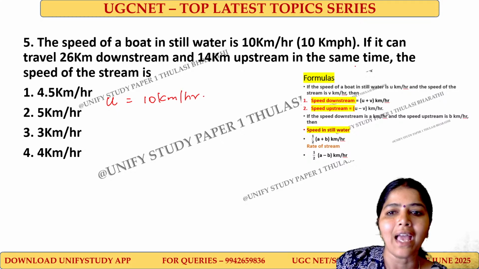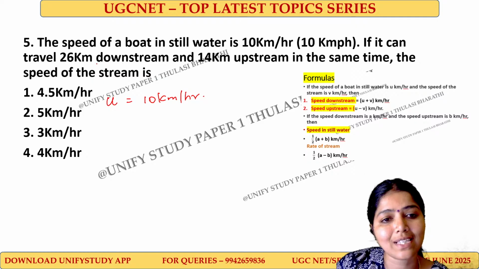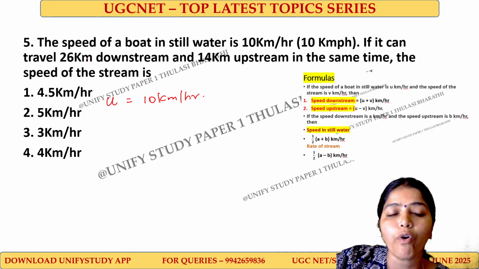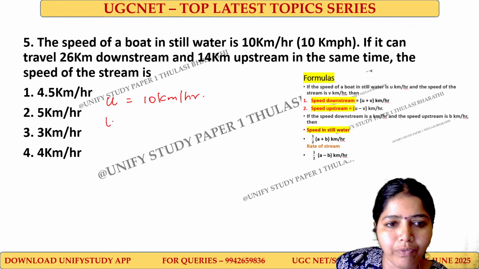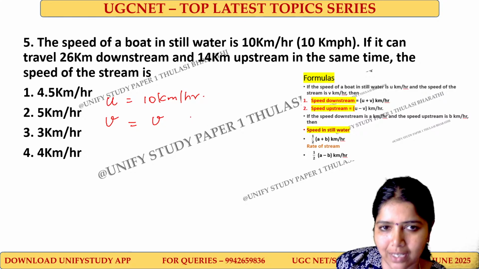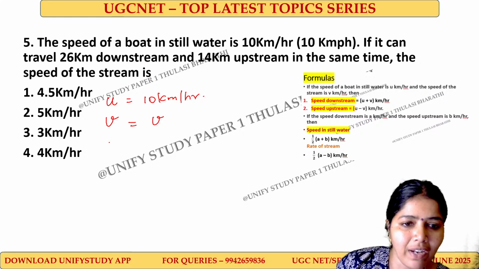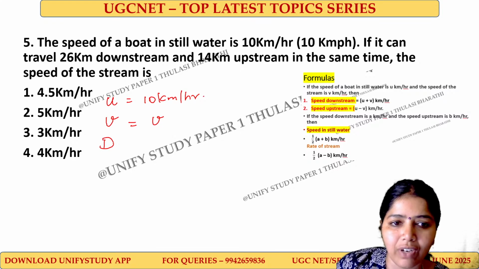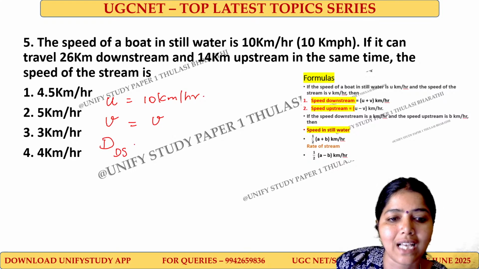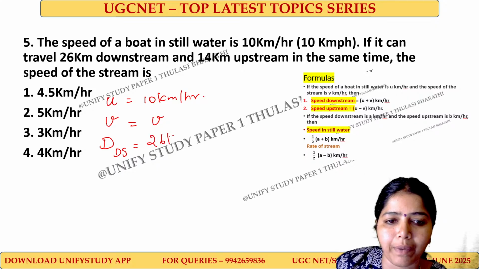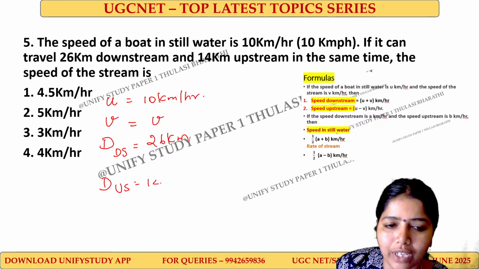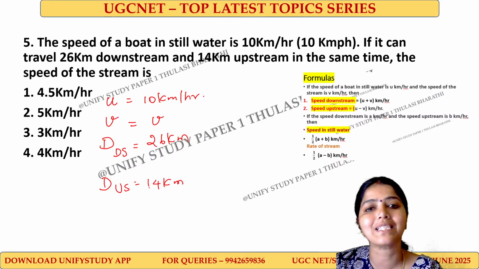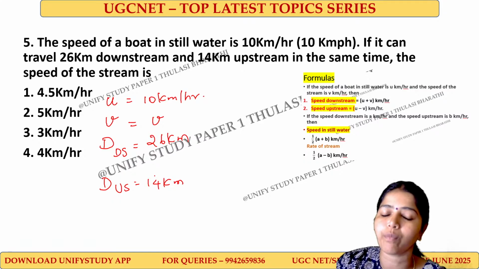It is given that it can travel 26 km downstream and 14 km upstream in the same time, and we don't know the speed of the stream, that is what is being asked here. We have to calculate the speed of the stream. The distance covered downstream is 26 km and the distance covered upstream is 14 km. And what remains the same? The time remains the same for both.